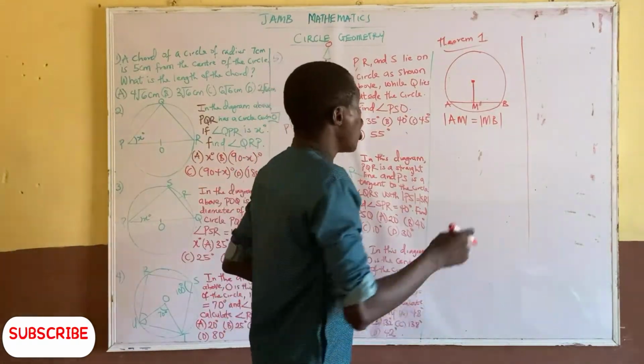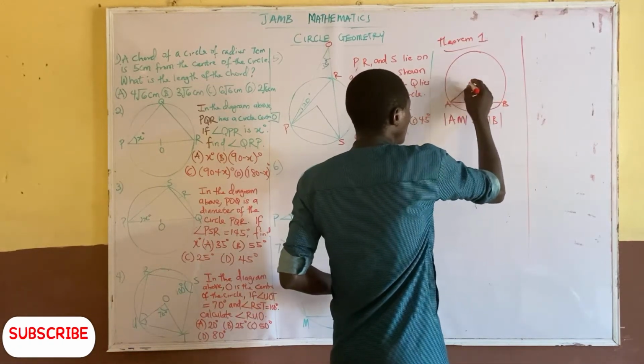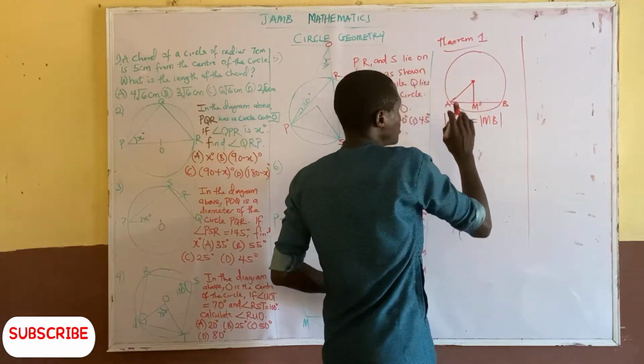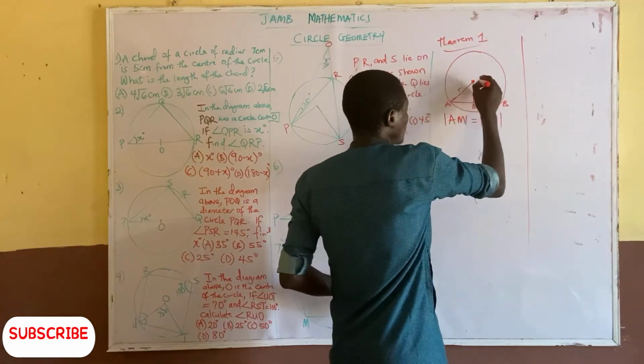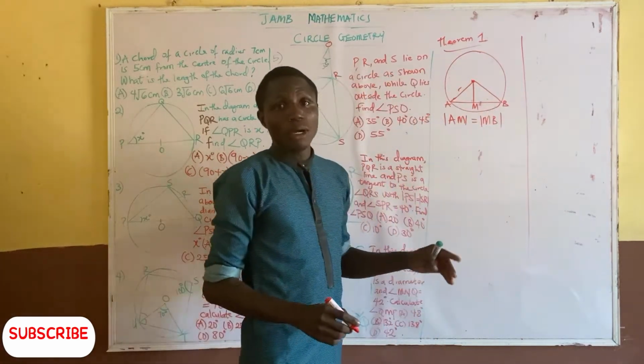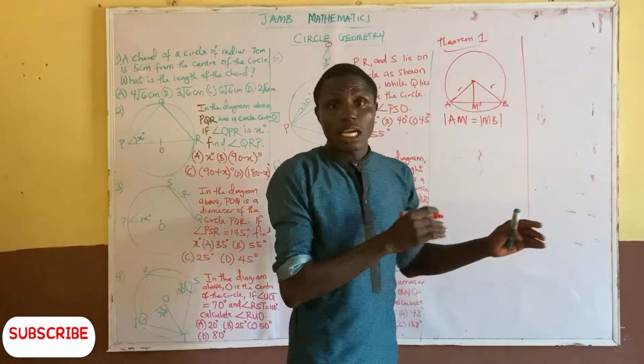So if you have to calculate the length of a chord, all you need to do is to join this line to form a radius with it. This is a radius, because a line drawn from the center of the circle to any point on the circumference is what we call a radius. You can also join this one to form a radius R. So this is radius, and this is also radius R. They are equal.